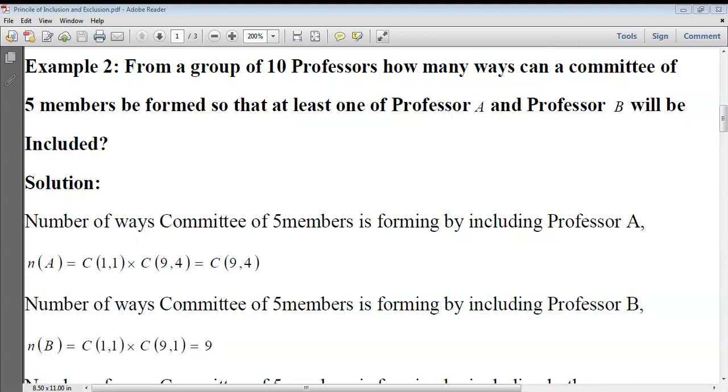Now let us see the first chance. So you are forming a committee of 5 members out of 10, where only Professor A is included. Okay. So you need to fill 5 blanks. Out of the 5 blanks, one blank is Professor A, and the remaining 4 blanks are for the remaining 4 members of the committee. Okay. So as you are taking Professor A in this case, he will have only one chance, that is 1C1, and you need to fill the remaining 4 out of 9. So the number of ways are 9C4. So the total ways are 1C1 into 9C4. So the answer is 9C4.